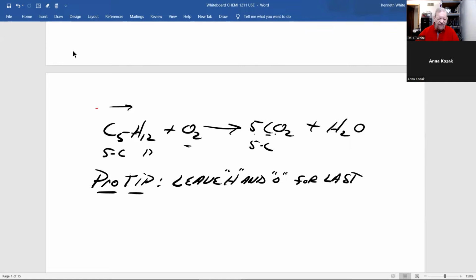So I have 12 hydrogen. Well, I only have 2 here. How do I get that to 12? I can't change that 2, but I can change the coefficient. 6 times 2, 12 hydrogen. Now here I have 2 oxygen. How many oxygen on this side? We have to look at all the molecules. 5 times 2 is 10 oxygen.